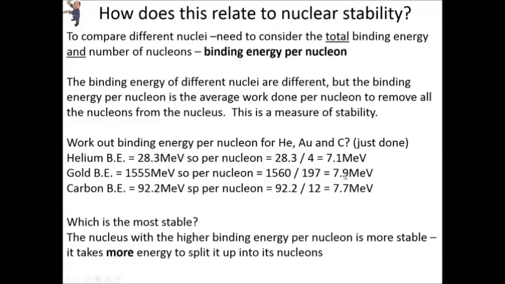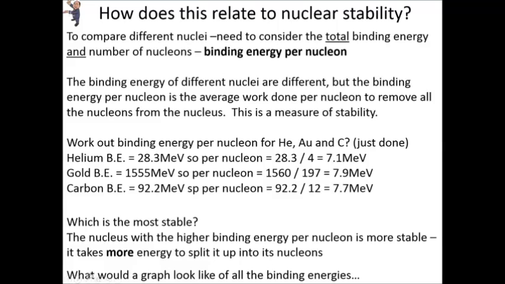Gold is more stable because you have to put in 7.9 mega electron volts per nucleon to separate that nucleus. For helium, you only have to put in 7.1. So because you're putting in less energy, that means the nucleus itself is less stable. The more energy you'd have to put in, the more stable the nucleus is.